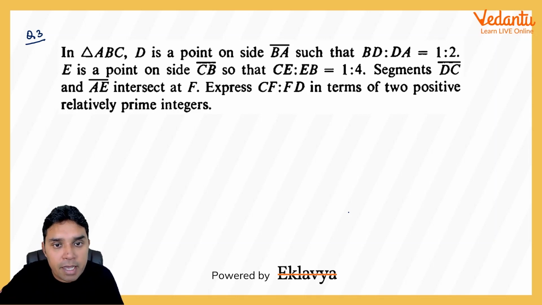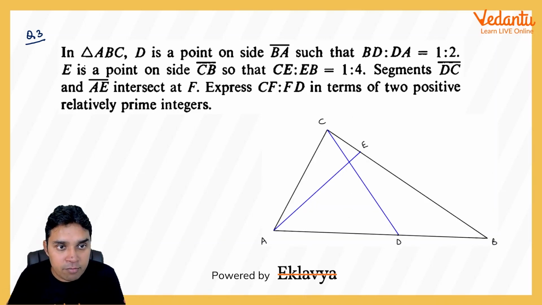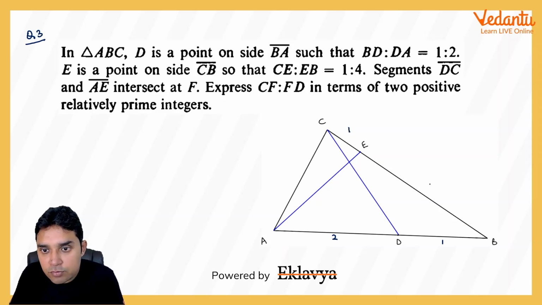Let us first make a diagram of this question, what they are saying. We are given that in triangle ABC, D is a point on the side BA such that BD, DA are in ratio 1:2. So this is 1:2 here. Similarly, E is a point on CB so that CE, EB ratio is 1:4. So here it is 1, here it is 4. Now we have to find, and I think they intersect at this point F here. So we have to find CF ratio FD in relatively prime integers.